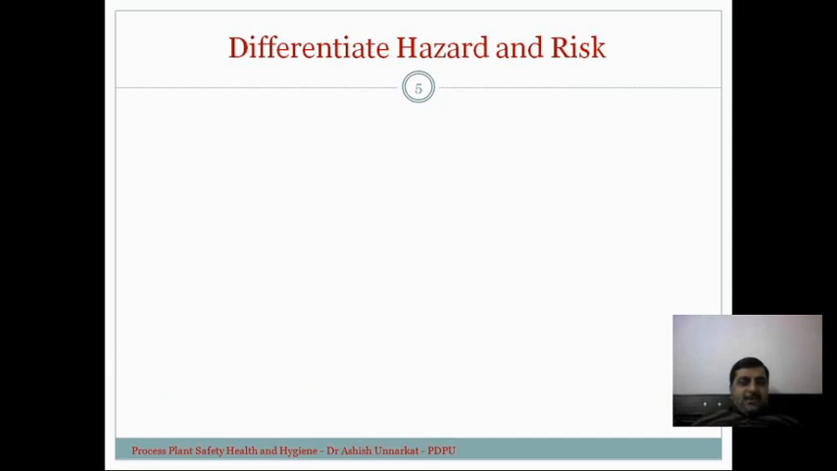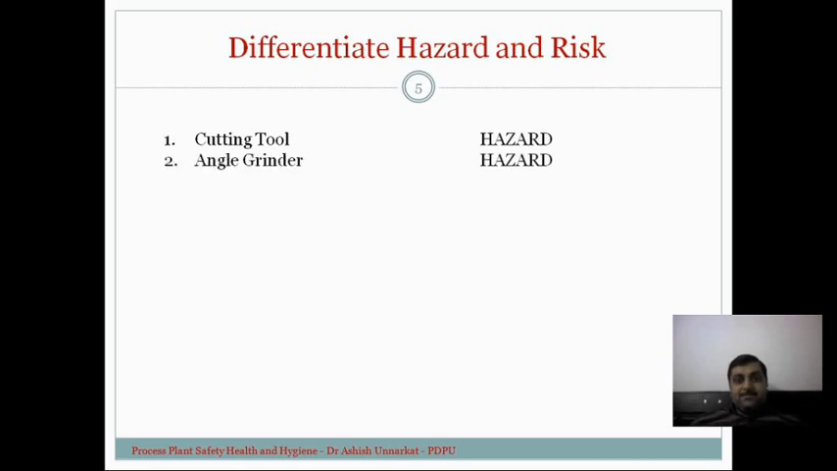Let us differentiate. Cutting tool is the cause which can harm, so we call it a hazard. Grinder is also a hazard. Asphyxiation is the effect because of a hazard, so it's a risk. Loss of hearing, that's also a risk. Death, risk.